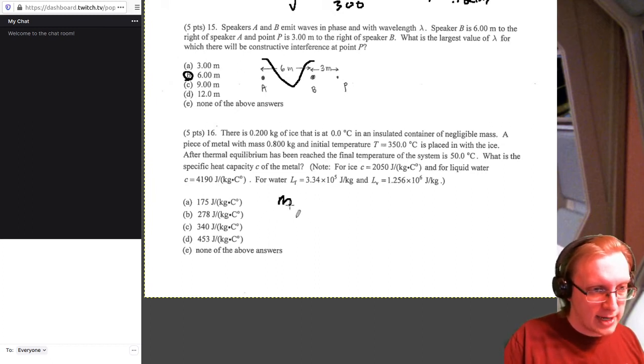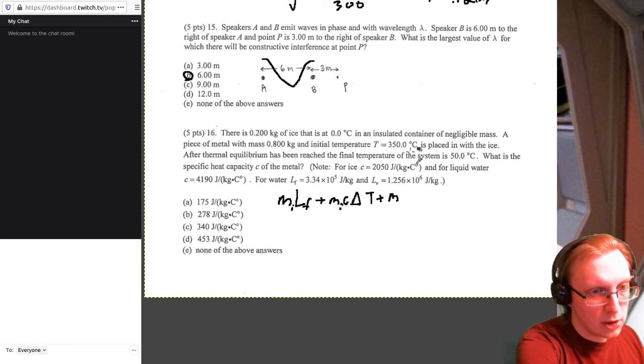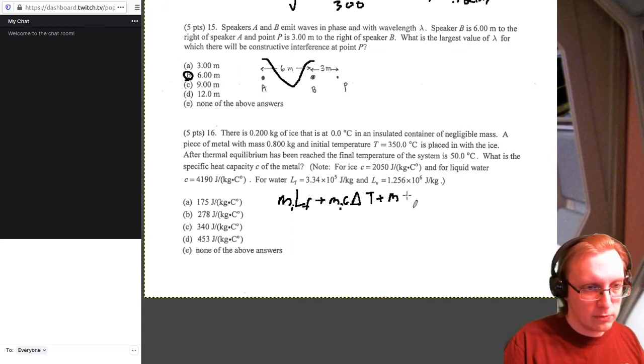So we have a mass of ice that we need to melt. Then we need to raise its temperature a certain amount. And then we need to also drop the temperature of some metal. I'll just call that M, the C for it, and its delta T. Ice M, and this all needs to be 0.